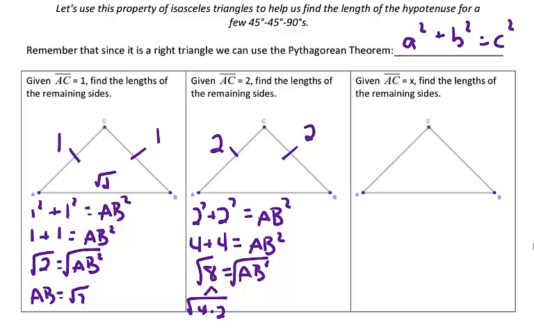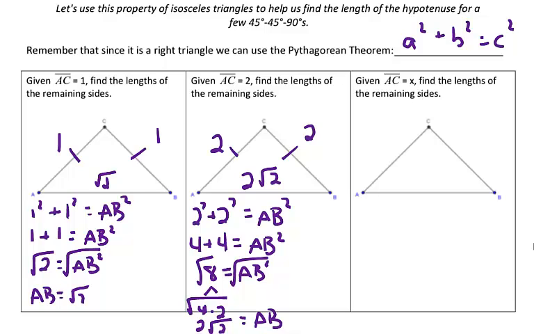Since 4 is a perfect square, we know the square root of 4 is 2, and what's left under the radical is that 2. So the square root of 8 really simplifies to 2 radical 2, so the length of AB is 2 radical 2. At this point, you should start seeing a pattern.